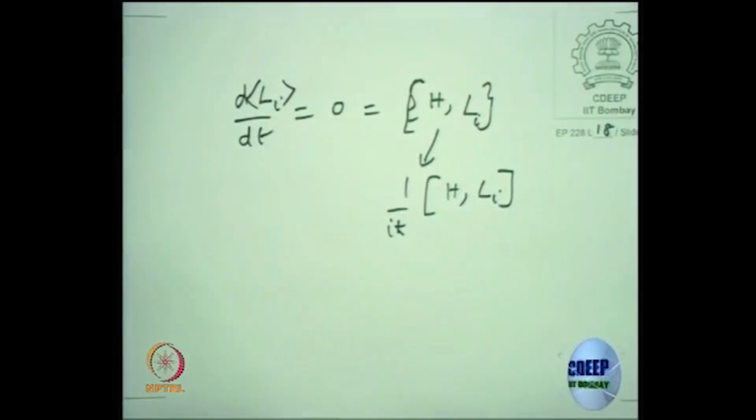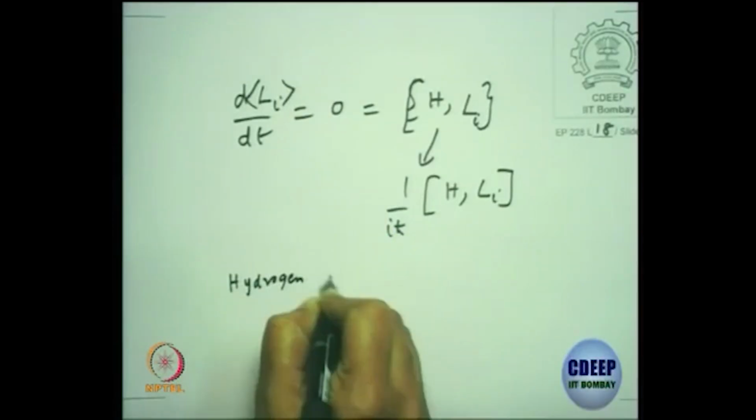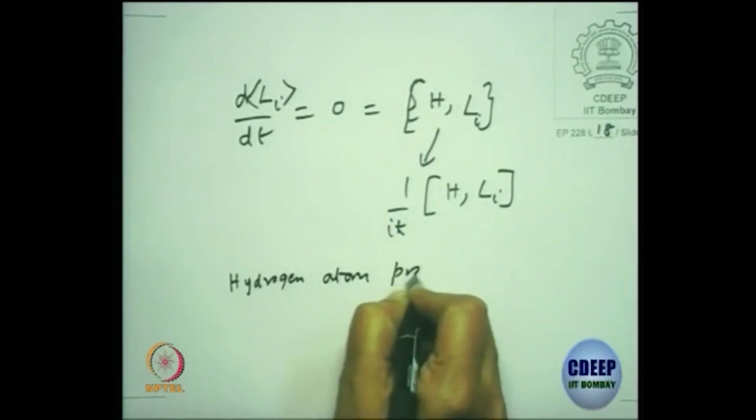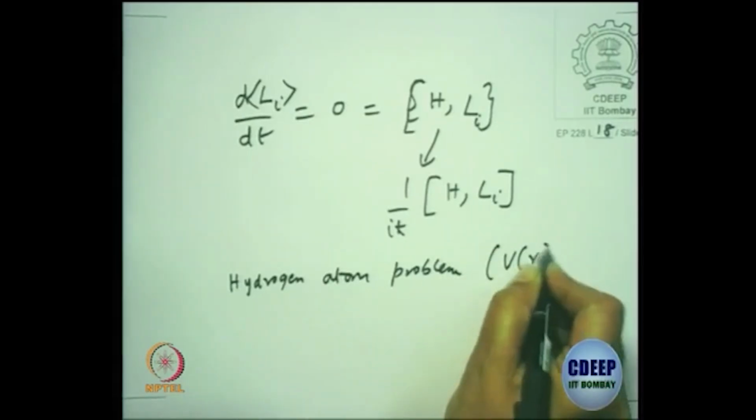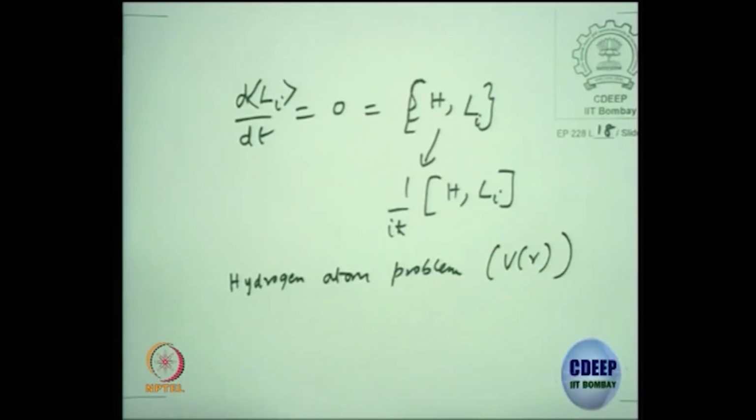Is that right? So the hydrogen atom problem is a central force problem which is rotationally invariant, and we expect the left hand side to be 0, and that's possible if the Hamiltonian commutes with angular momentum, correct? They are compatible operators. So this means for the hydrogen atom problem, and all central force problems, which includes all V of r potentials, need not be just the hydrogen atom, in rotationally invariant systems, angular momentum is conserved.